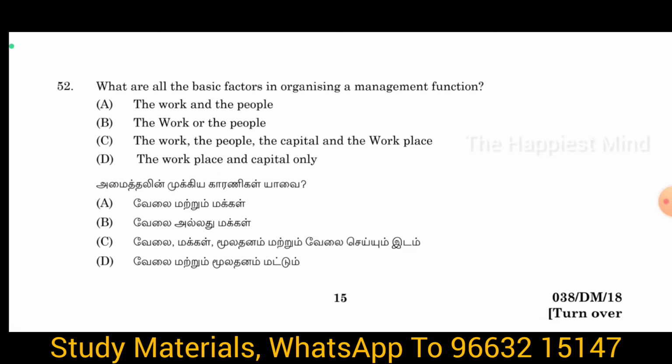Question 52. What are all the basic factors in organizing a management function? Answer is option C, the work, the people, the capital and the workplace. So these are the basic factors in organizing a management function.